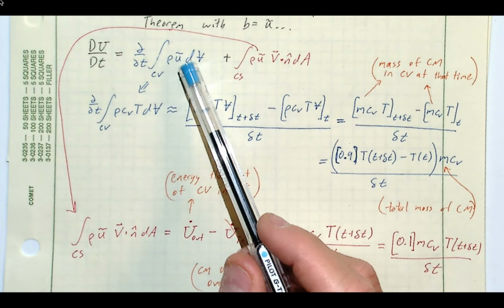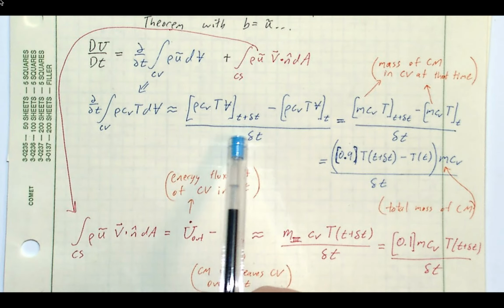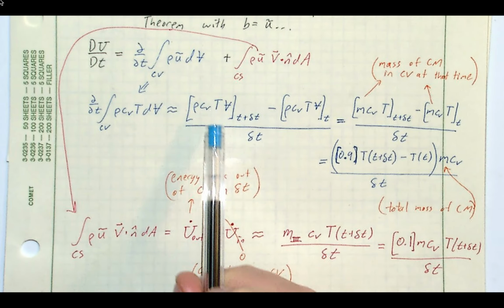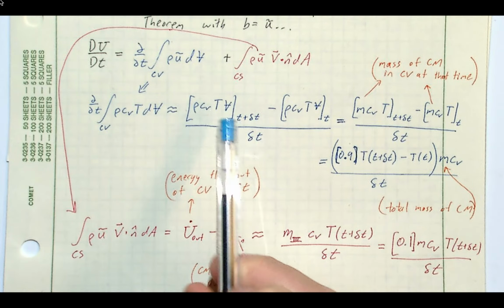The energy per unit mass is just C_V T. And approximate that by saying this is a very small delta t. So we can just take this quantity times its volume at t plus delta t minus the whole integrand at t, over the delta t. And that's because it's a small delta t. If we do that, well, what changes with time? Well, the density times the volume is just the mass within the control volume.